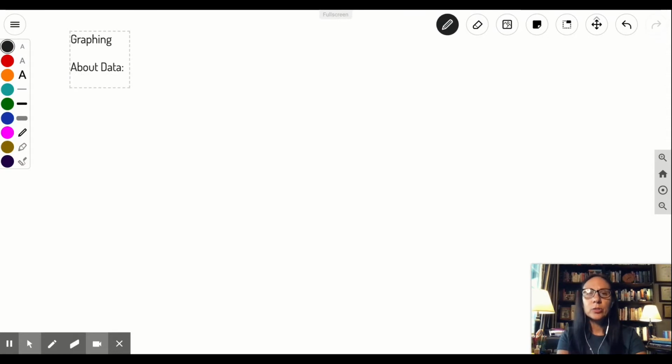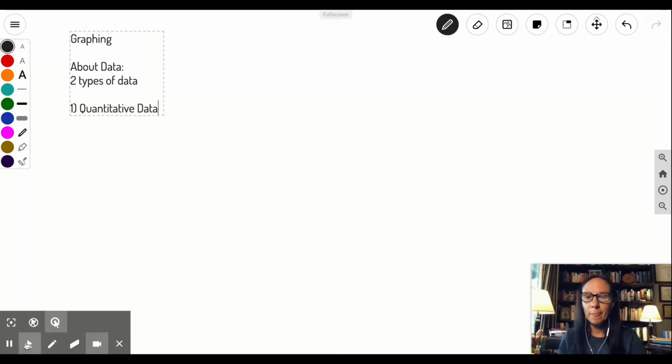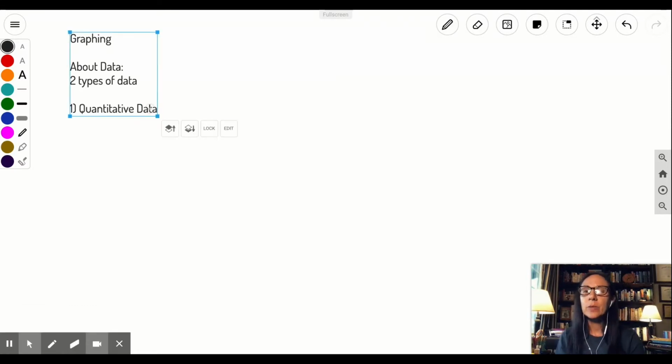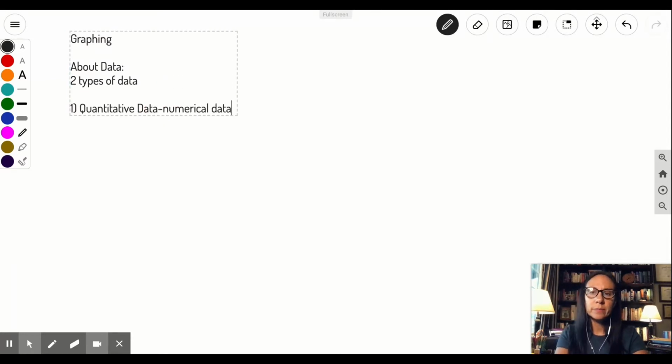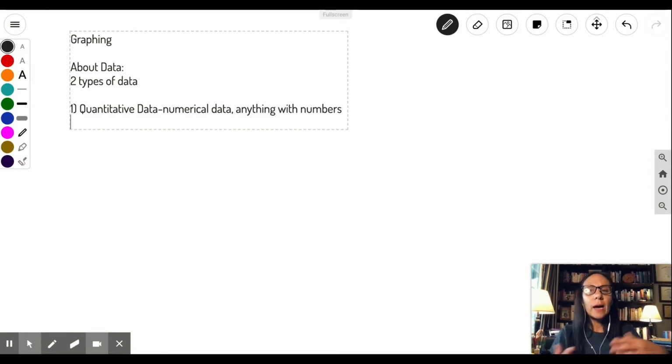There are two different types of data. The first type is called quantitative data. And quantitative data has to do with any kind of number. So we call it numerical data. So anything with numbers. And when you have quantitative data, usually you do some statistics. So usually this involves using statistics.